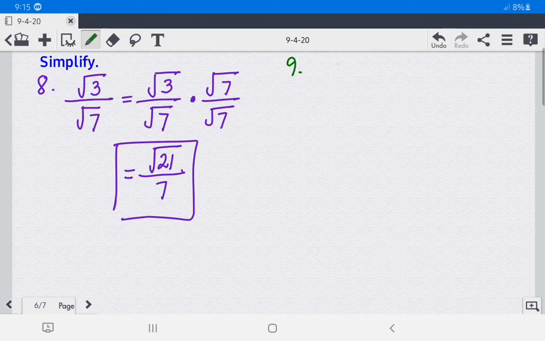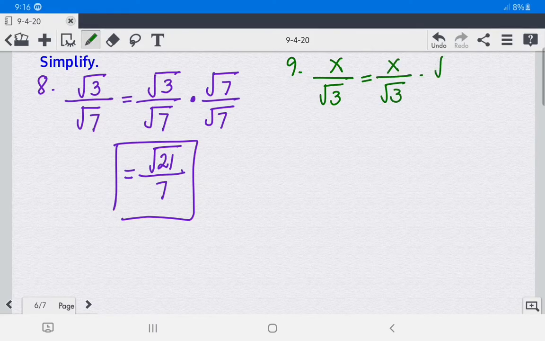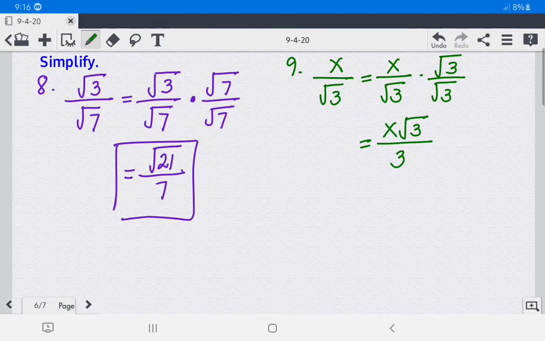Okay? Next, number 9. Number 9, we have x over square root of 3. Now, again, square root of 3 is a radical. So, this is not yet in simplest form. So, we have x over square root of 3, multiply both the numerator and the denominator by square root of 3 over square root of 3. So, we have x times 1, we have x. Then, you will just copy square root of 3 over square root of 3 times square root of 3, we have square root of 9, which is 3. Okay? So, this is the answer for number 9.